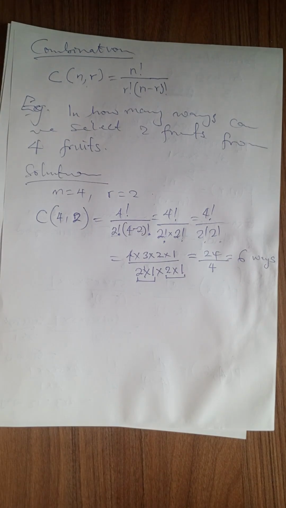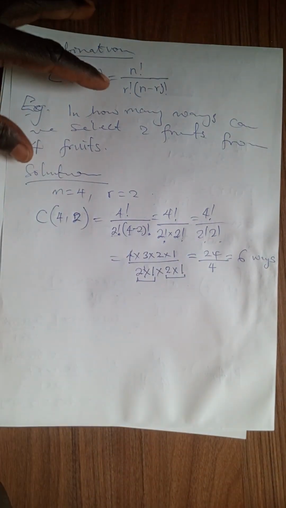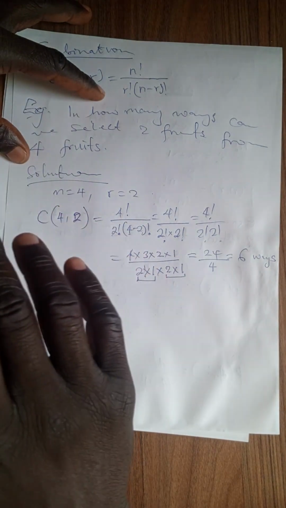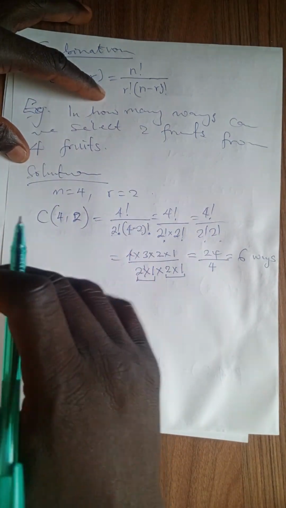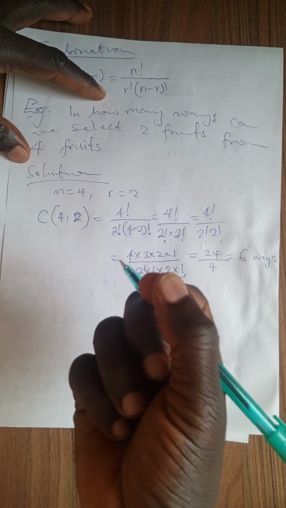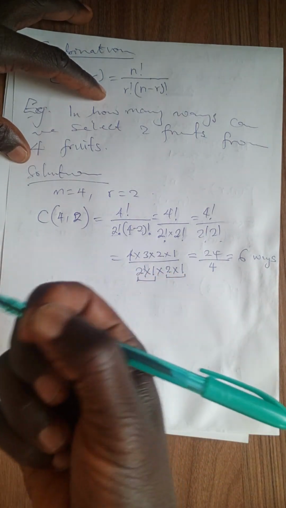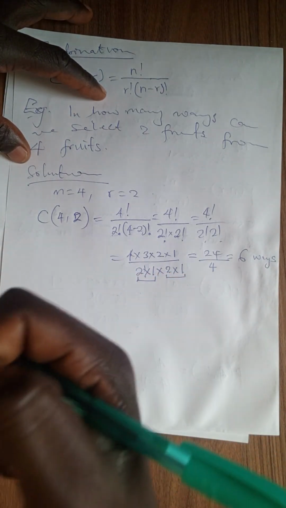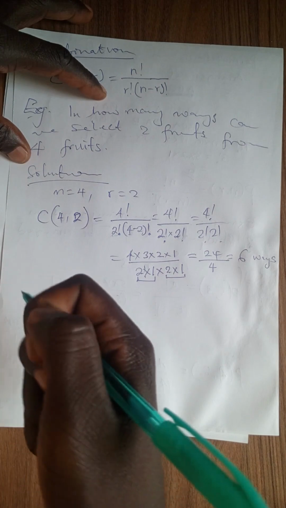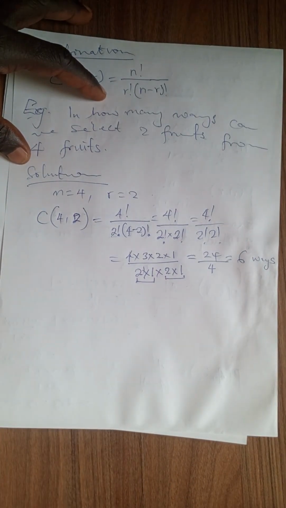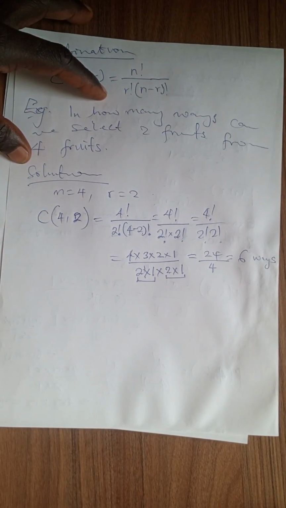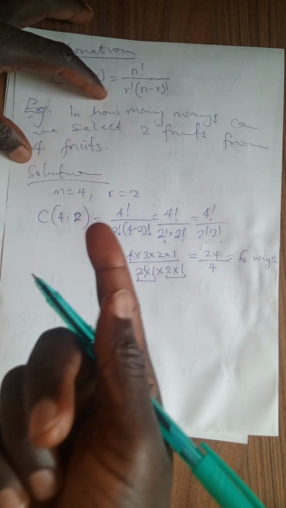So that is the notion of permutation and combination. Permutation has to do with the number of ways of arranging items. Combination has to do with the number of ways of selecting items, choosing some specific number of items out of a given number of items. And this has several applications.